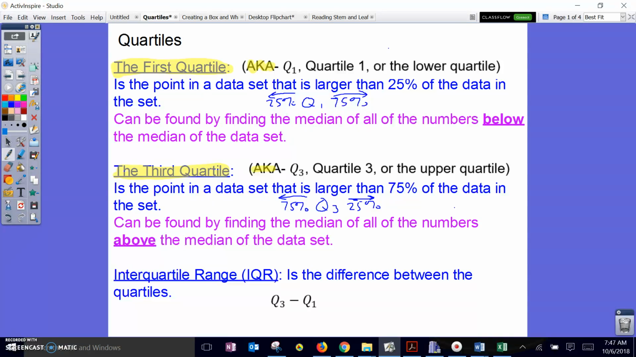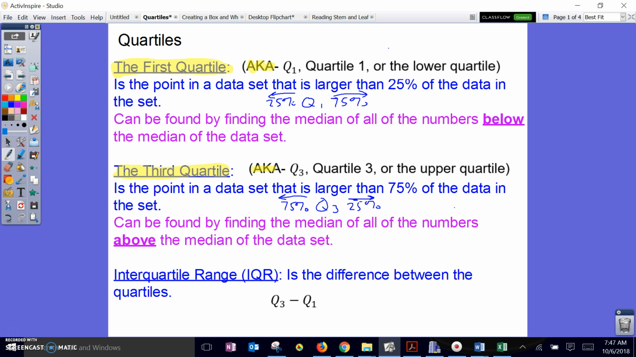In order to find the third quartile, what we do is we find the median of all the numbers above the median of the data set. So we've found the median, we focus only on the numbers that are above the median, and then we find the median of that list, and that will be the third quartile.